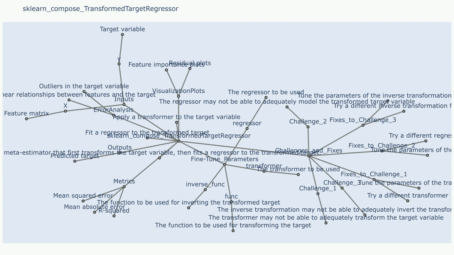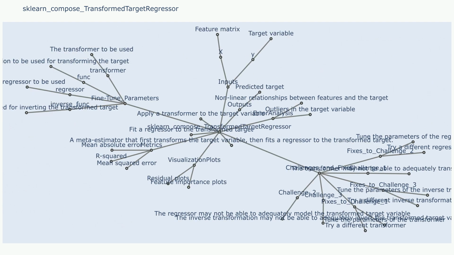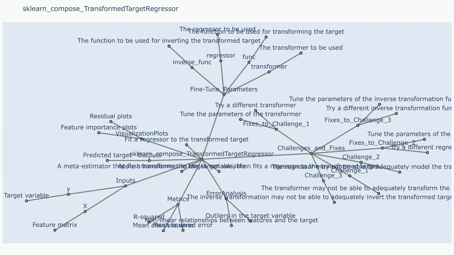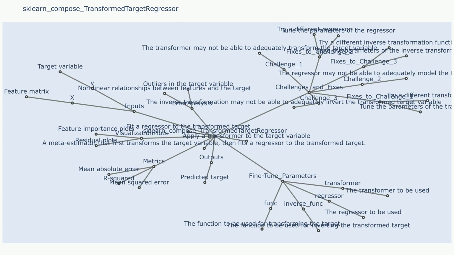Visualization plots. Scatter plot of the predicted vs actual values. Residual plot of the errors versus the predicted values. Distribution plot of the errors. Fine-tune parameters. Regressor parameter. The parameters of the regressor can be fine-tuned. Transformer parameter. The parameters of the transformer can be fine-tuned. Uncertainty methods. Confidence intervals. Confidence intervals can be calculated for the predictions. Prediction intervals. Prediction intervals can be calculated for the predictions.